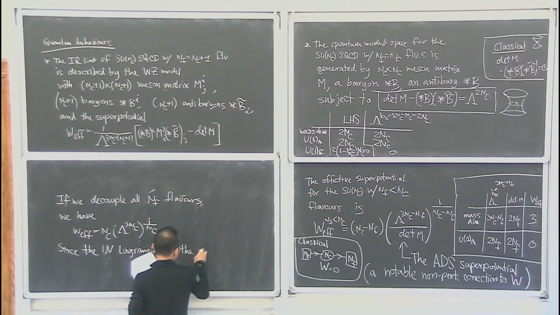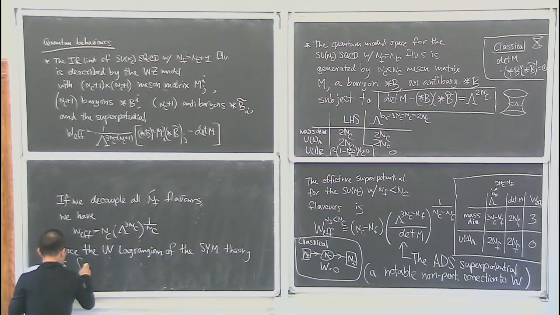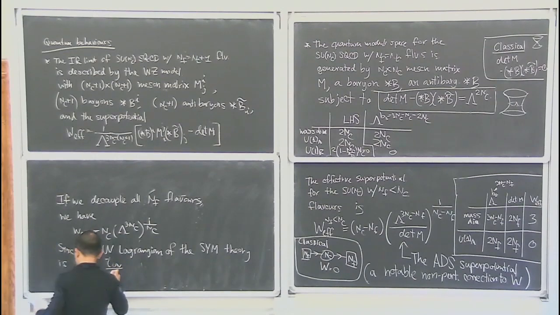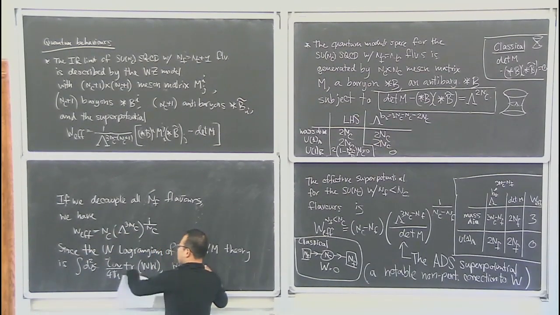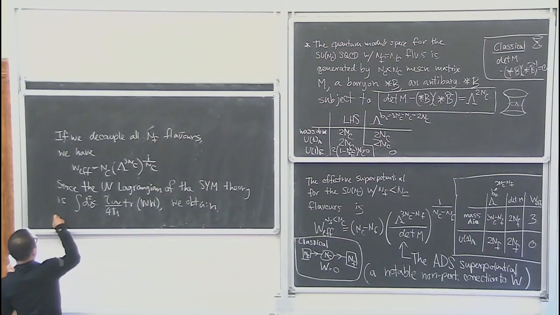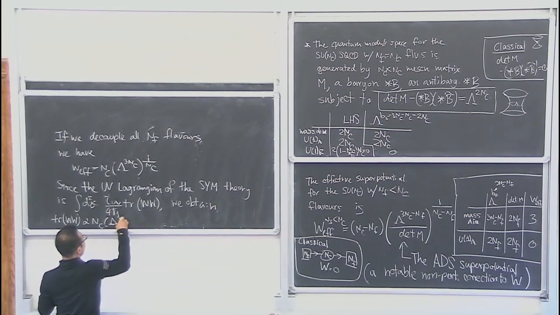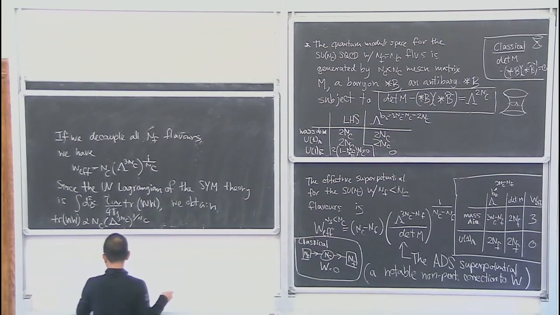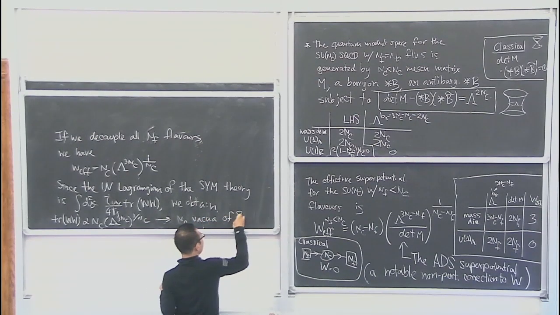Since the UV Lagrangian of the supersymmetric Yang-Mills theory is the integral d^2 theta of tau_UV over 4 pi i trace WW, we obtain, you remember superpotential enters d^2 theta, right? So you can match this and this. So we obtain trace of WW proportional to N_C Lambda to the 3N_C, to the power 1 over N_C. So this reproduces the N_C vacua of super Yang-Mills.